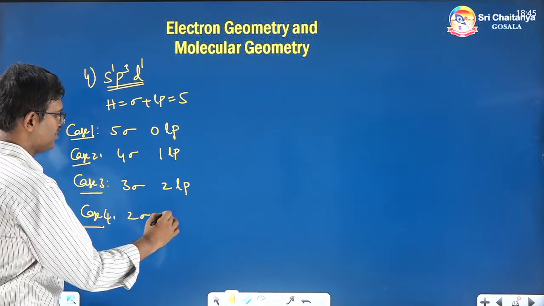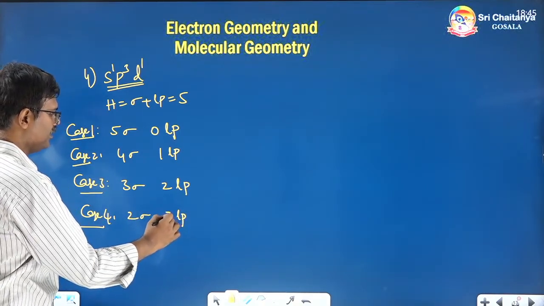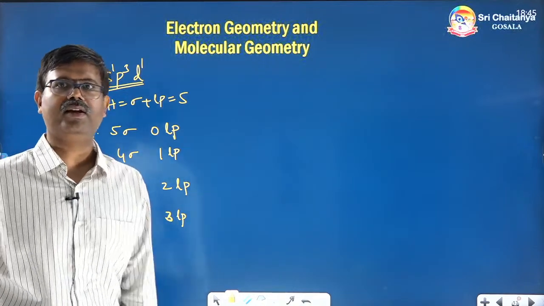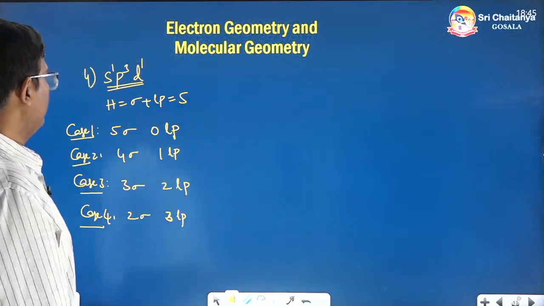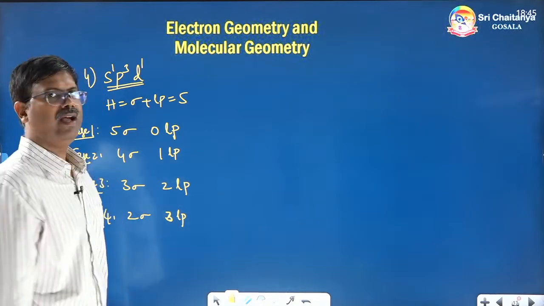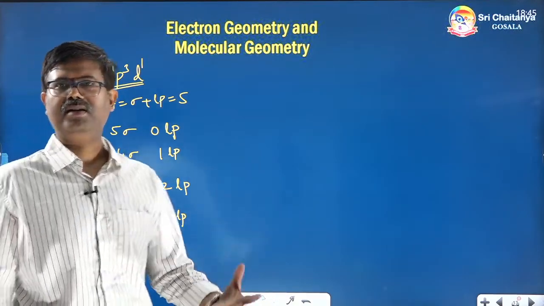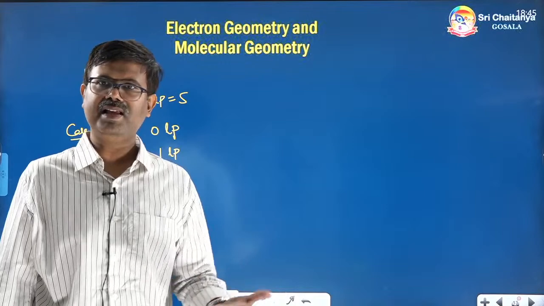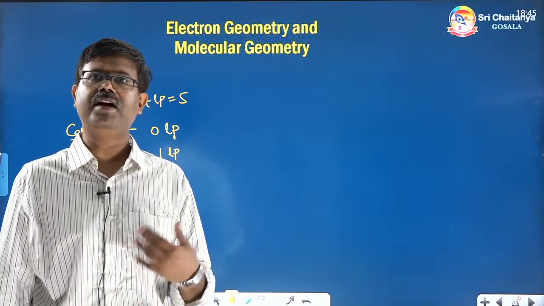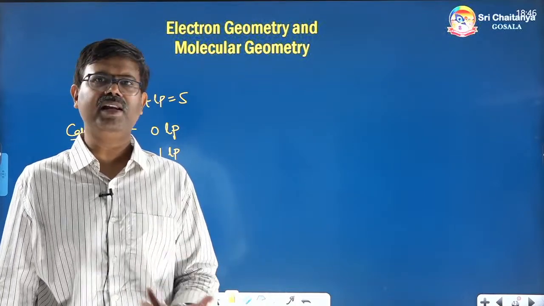Two sigma bonds, 3 lone pairs. These are the different cases you will encounter. Okay. Now here I am not going into the shapes and confuse you. Anyway, you will learn this topic again. Don't worry, in the hybridization topic of chemical bonding, you will learn this again.